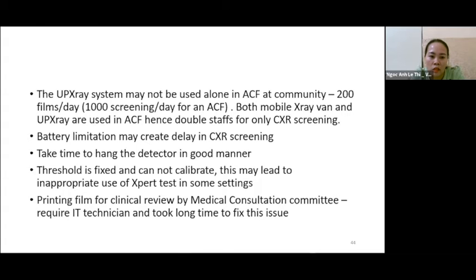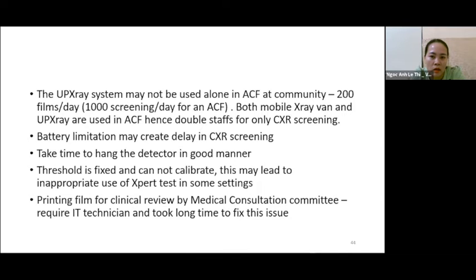And the second thing is about the batteries, because there is a limitation on the time that you can use the battery. So it may create some delay in jet X-ray screening, and it may affect the whole process of active case finding at community level.